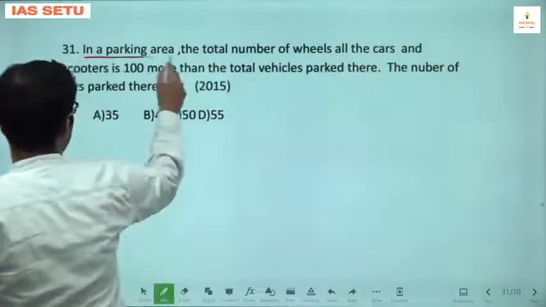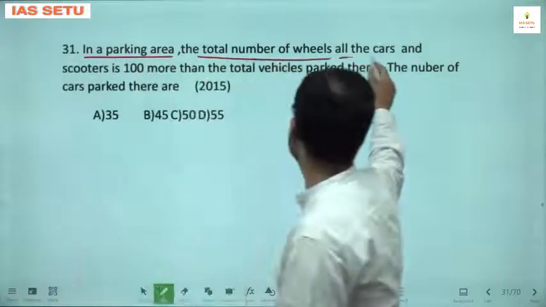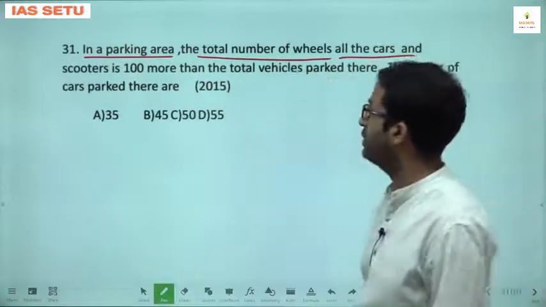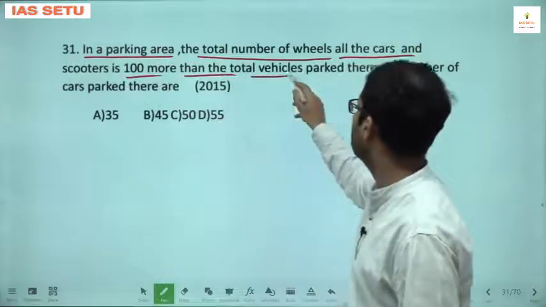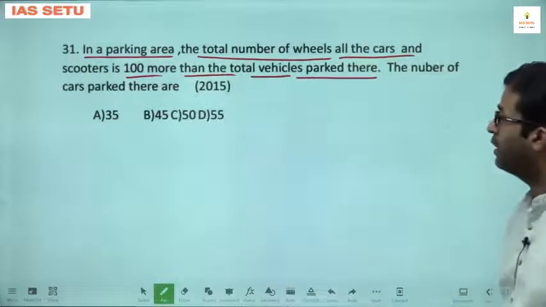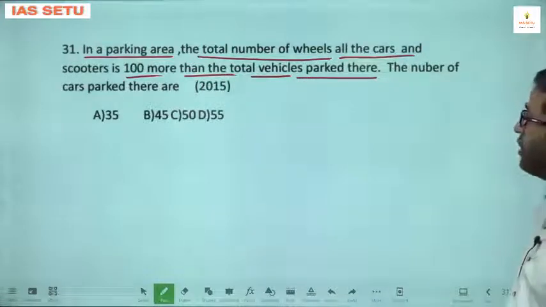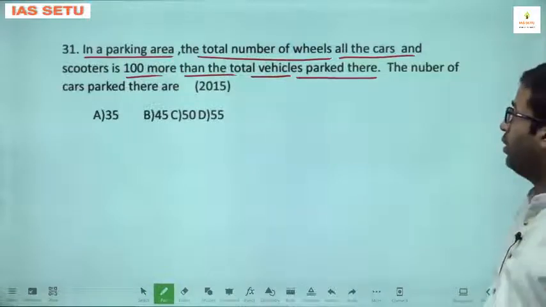In a parking area, the total number of wheels of all the cars and scooters is 100 more than the total vehicles parked there. The number of cars parked there is asked. Okay.